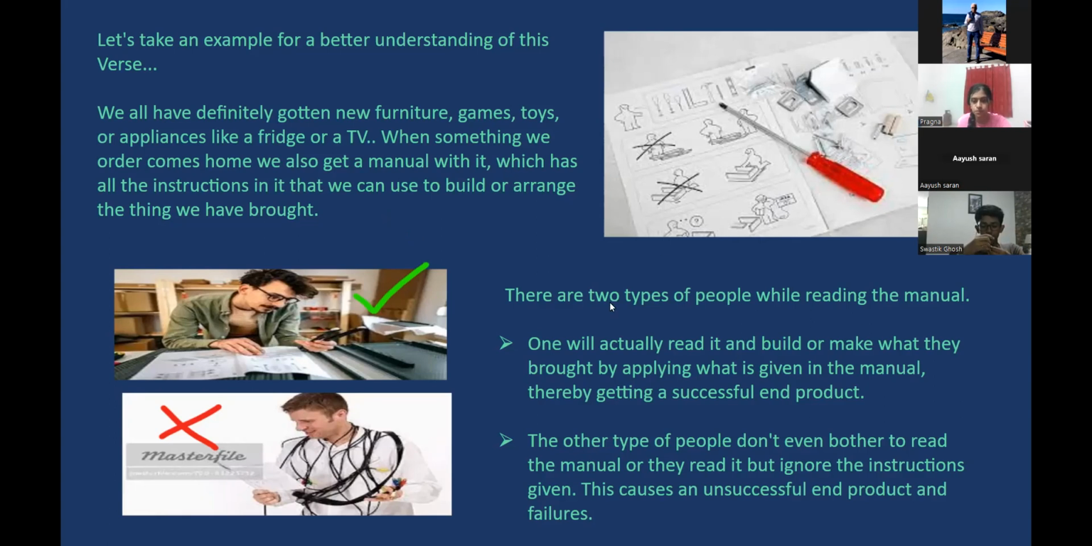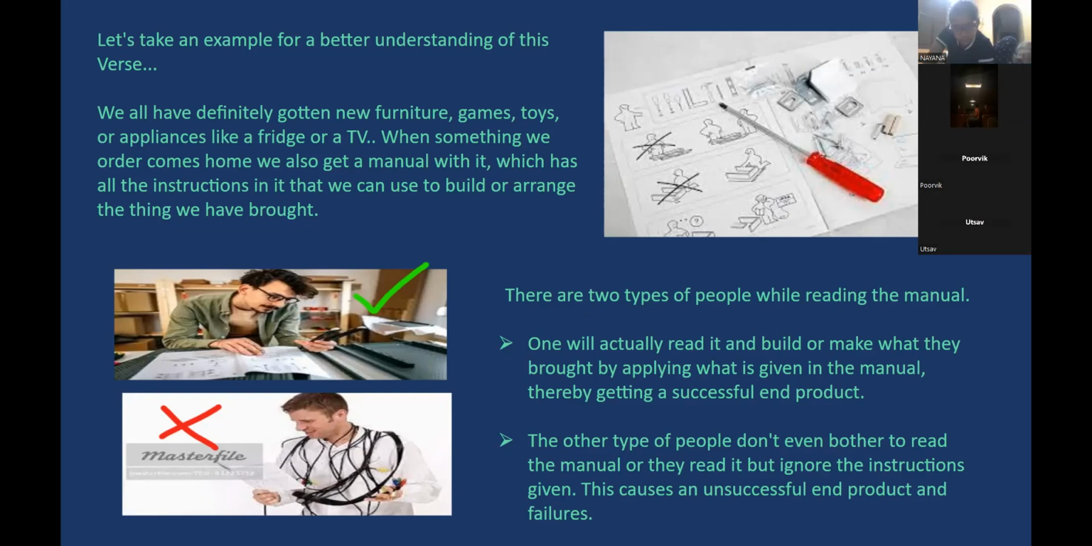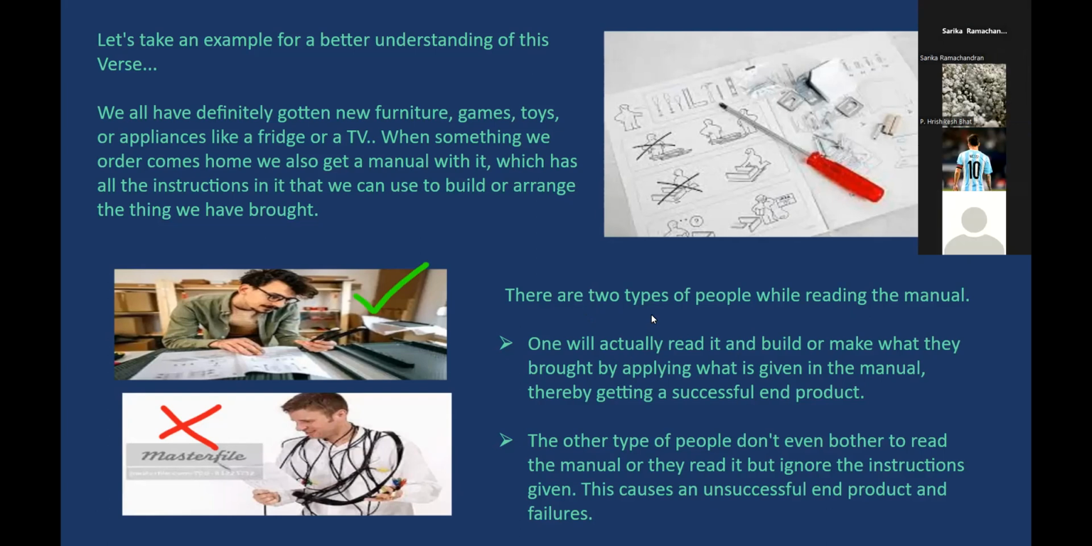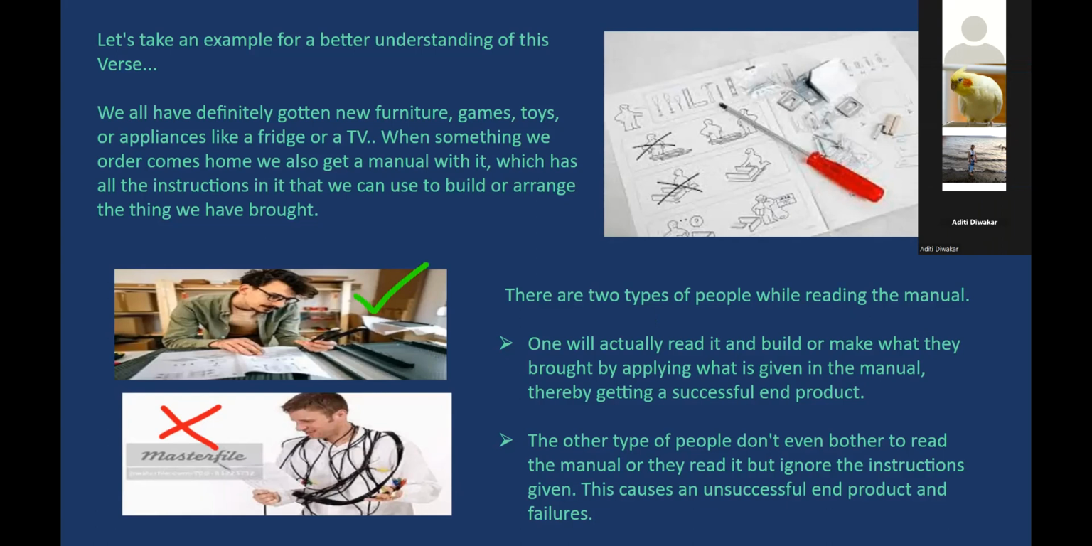So we can follow this and we will be able to build whatever we want. Now there are two types of people we can find who read the manual. One person will read and build whatever they wanted to by applying what is given in the manual. They follow all the instructions correctly and put the screws in the right place, anything.